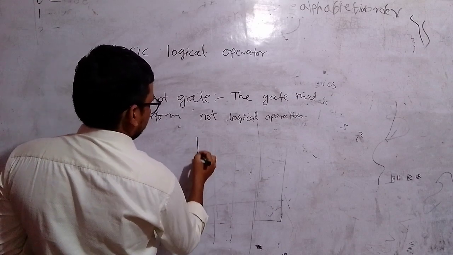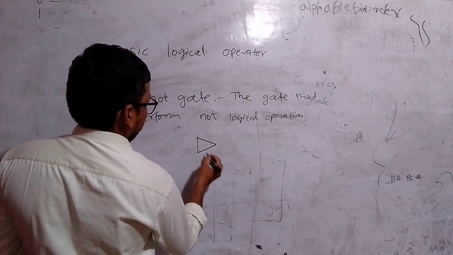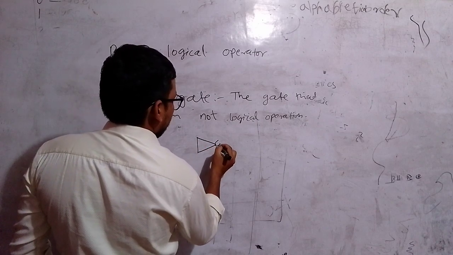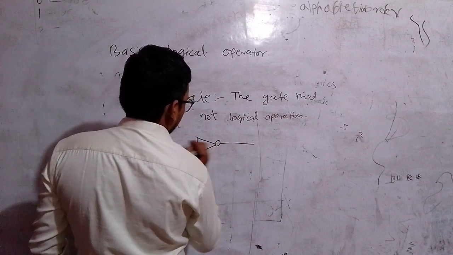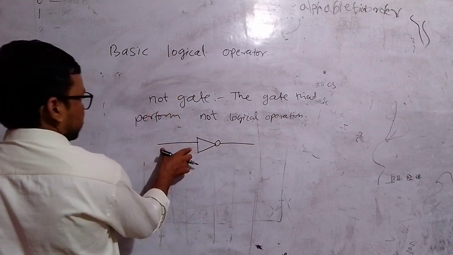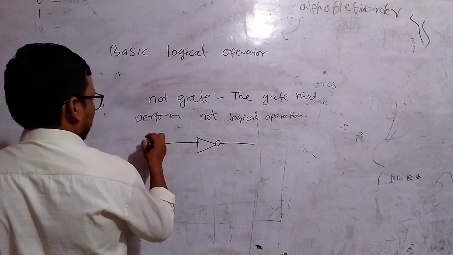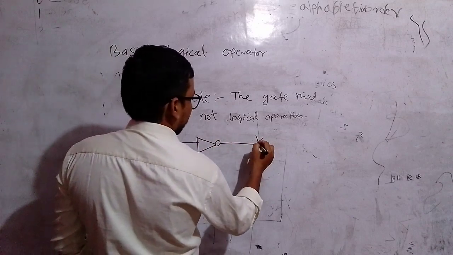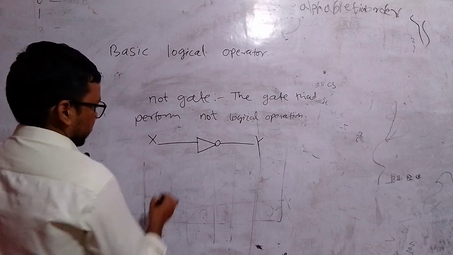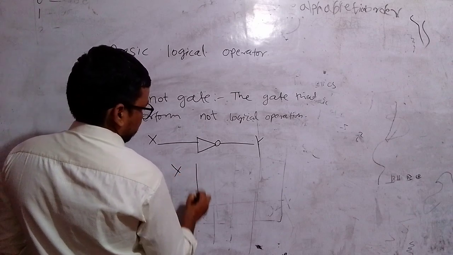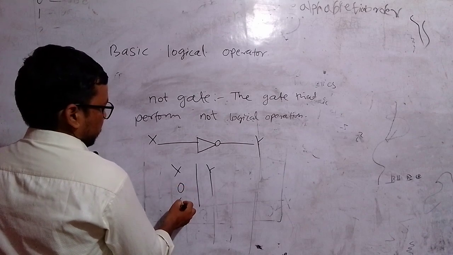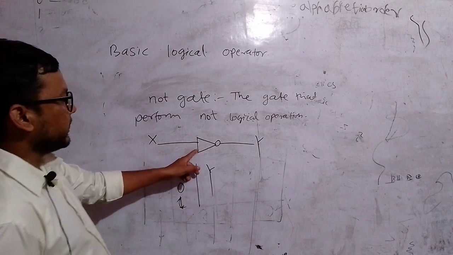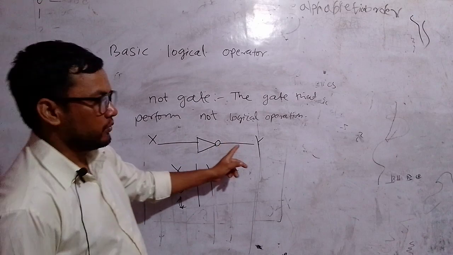The symbol: we need to draw a triangle in this way and append a circle. This part represents the input and this represents the output. This is X, this is Y. What are the possible values of X? 0 and 1. A NOT gate takes only one input and produces only one output.